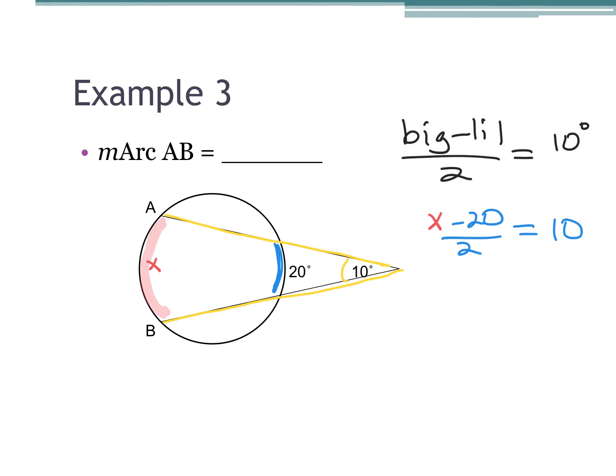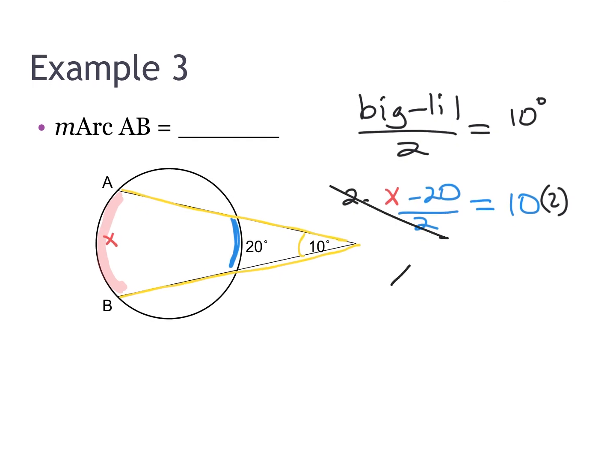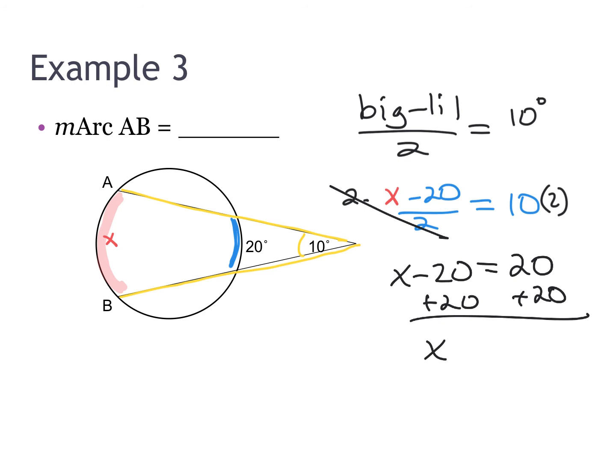First thing I need to do to solve for X is to get rid of the fraction. Let me multiply both sides by 2. This will cancel. X minus 20 equals 20. I need to add 20 to both sides. And X equals 40. So 40 degrees is the measure of arc AB.